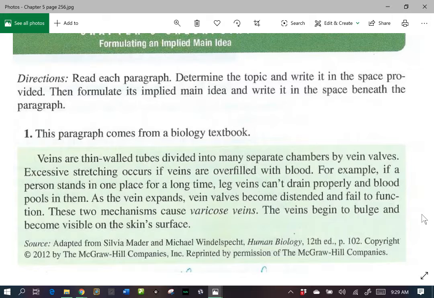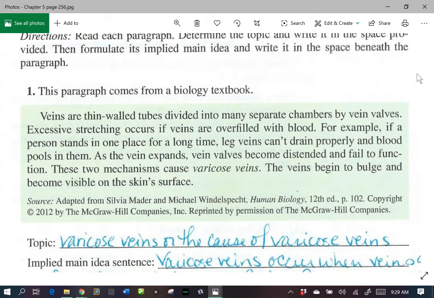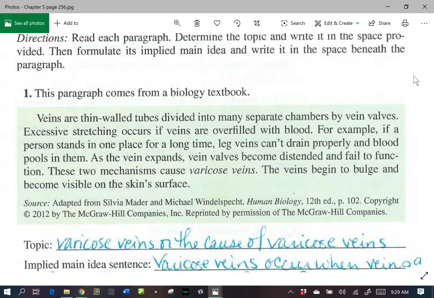Number 1 is from a biology textbook. It reads, veins are thin-walled tubes divided into many separate chambers by vein valves. Excessive stretching occurs if veins are overfilled with blood. For example, if a person stands in one place for a long time, leg veins can't drain properly and blood pools in them. As the vein expands, vein valves become distended and fail to function. These two mechanisms cause varicose veins. The veins begin to bulge and become visible in the skin's surface. So our topic here is varicose veins, or the cause of varicose veins.